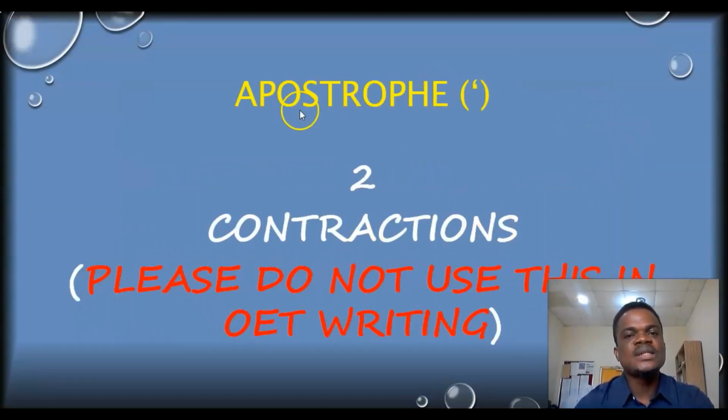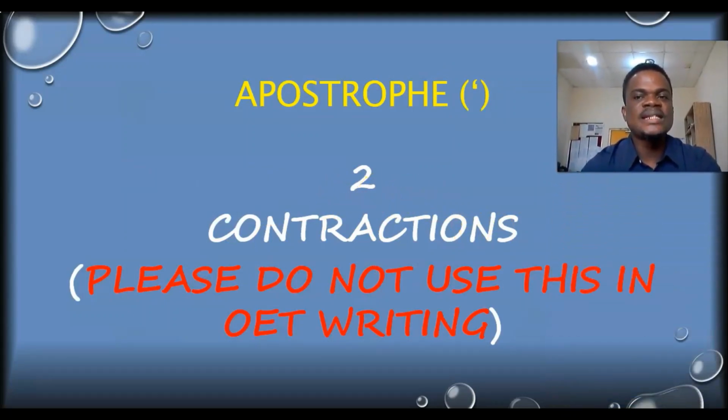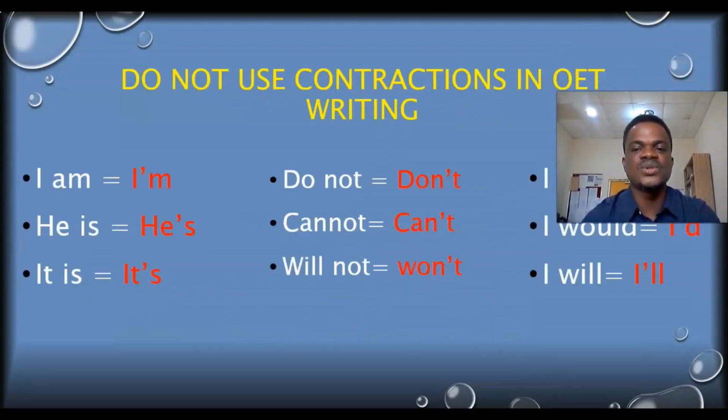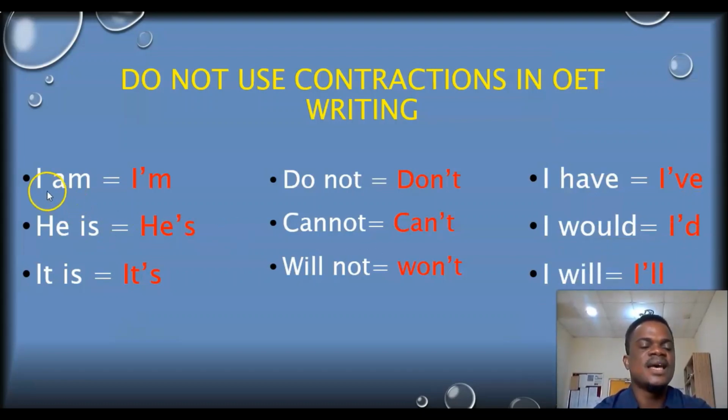We can also use apostrophe for contractions, but in OET letter writing, you should avoid using contractions because OET letter writing is a formal writing. Okay, look at this example. These types of things you should avoid in writing. Some candidates, instead of saying maybe "I am writing to refer," they will say "I'm writing to refer." This is wrong. Instead of saying "he is," they write "he's."